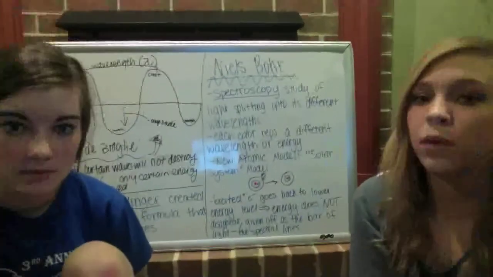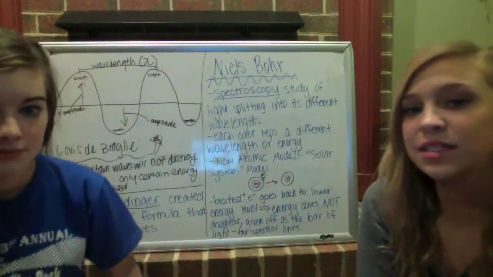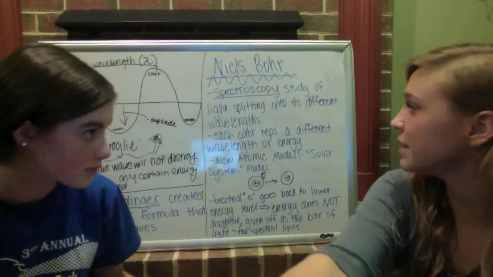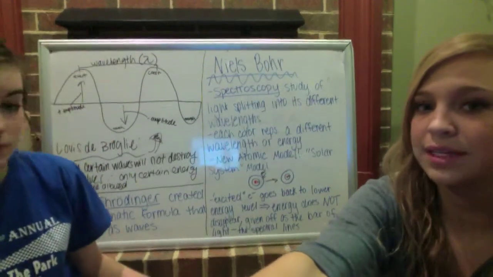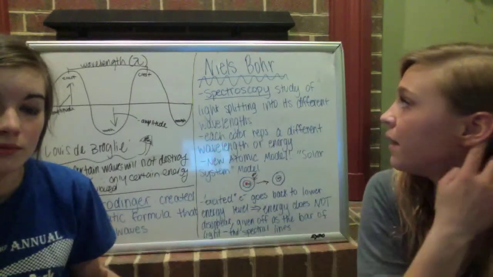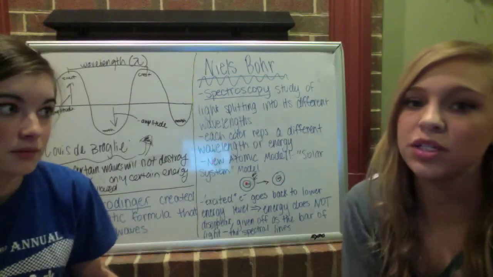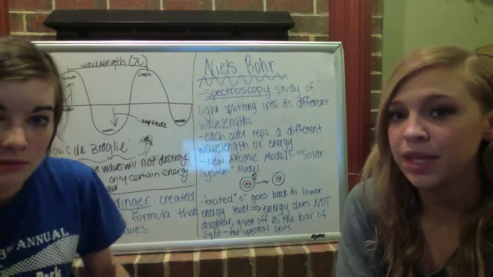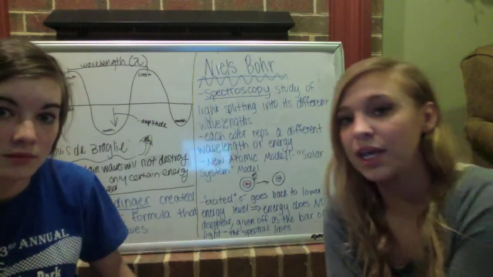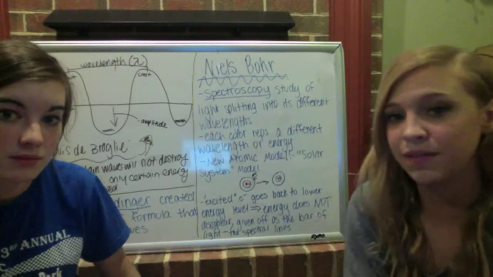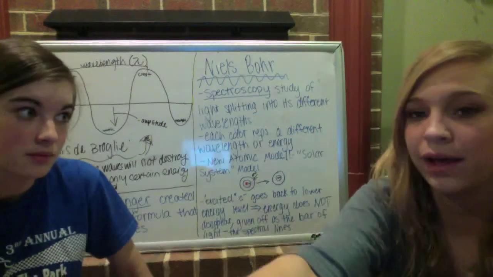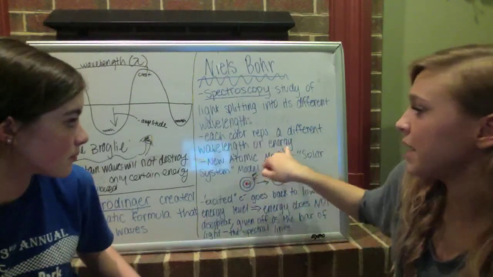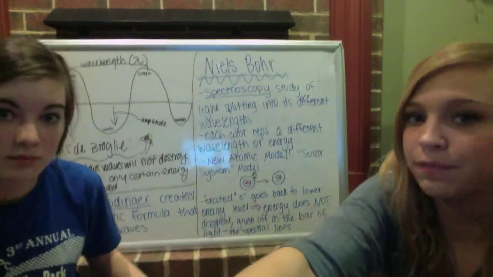Talk about Niels Bohr, and he was a physicist who studied spectroscopy, which is the study of light splitting into its different wavelengths. And then he studied the bright line spectra, which is a series of light bars seen for a particular element. And the bright line spectra are considered fingerprints of elements because they are unique to that element. And you need to remember that each color represents a different wavelength or energy.